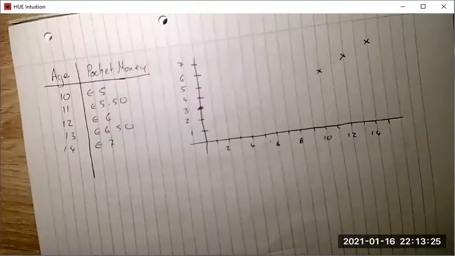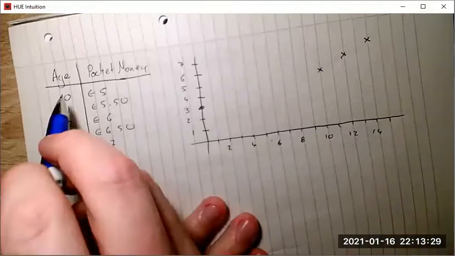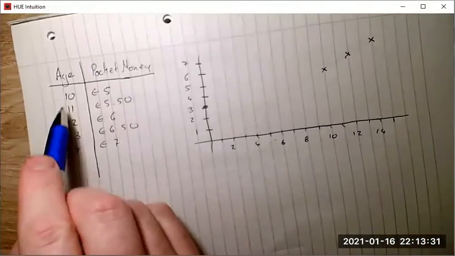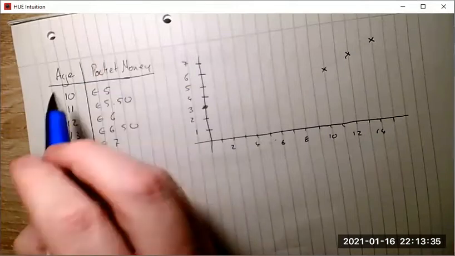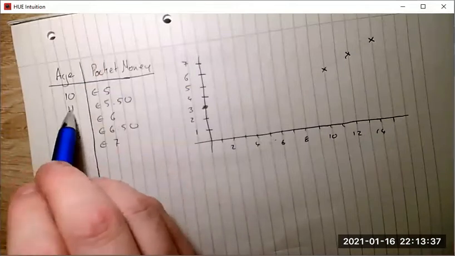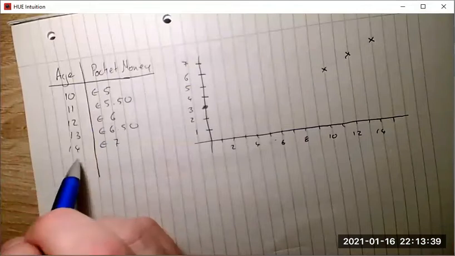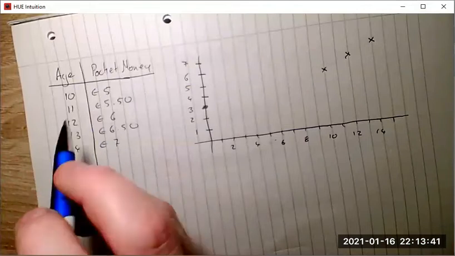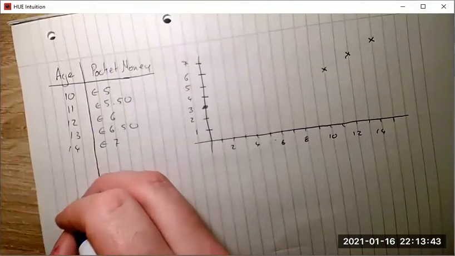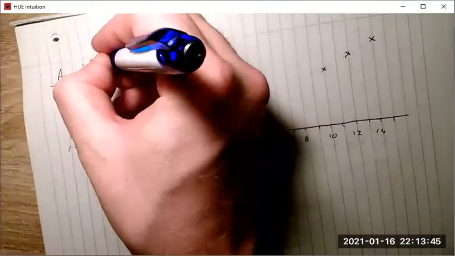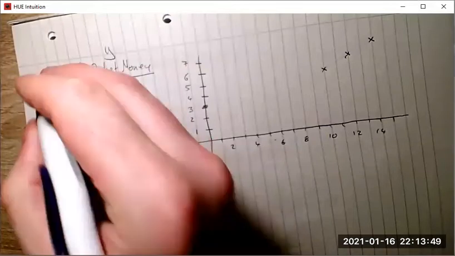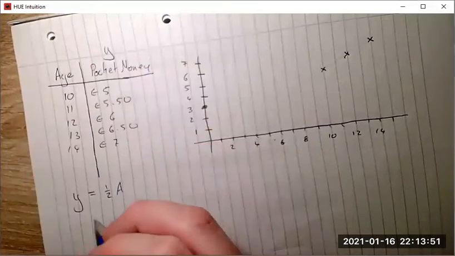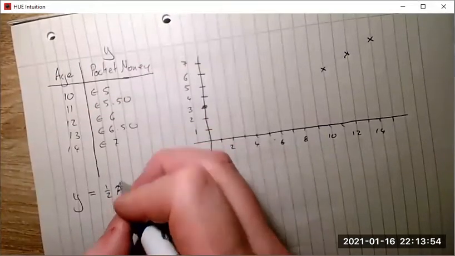How we doing, guys? We are looking at an idea called proportionality here. If this is your age and your pocket money is allocated to you according to your age, if you're 10 and you're getting €5, 11, 5.50, 12, 6, you can probably spot a pattern here. There's a rule that your pocket money, which is your output in your function, y, is one half of your age. So one half of, sorry, x is your input.